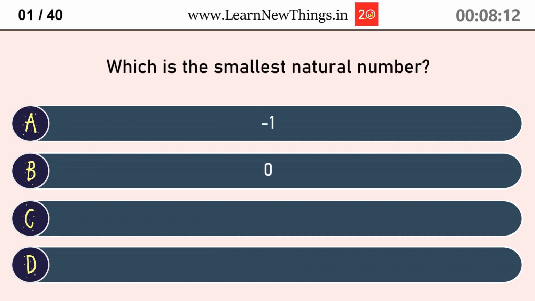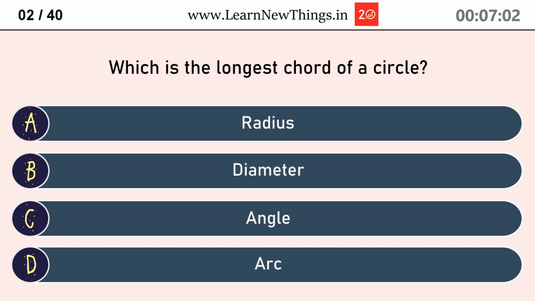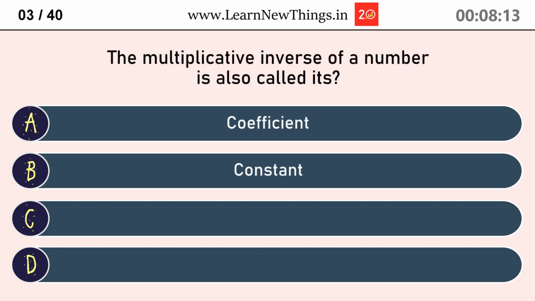Which is the smallest natural number? 1. Which is the longest chord of a circle? Diameter. The multiplicative inverse of a number is also called its reciprocal.